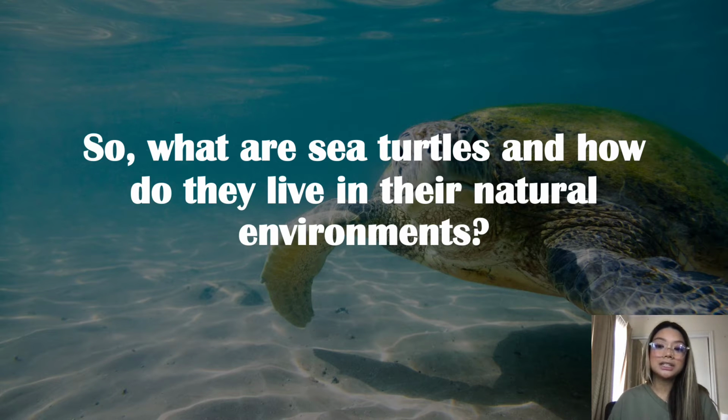So what are sea turtles and how do they live in their natural environments? Sea turtles are large reptiles of the ocean that are found in almost every sea around the world. There are 7 different types of sea turtles, including the loggerhead, hawksbill, olive ridley, Kemp's ridley, leatherback, flatback, and green sea turtles. Sea turtles spend most of their days feeding and sleeping in the open sea.